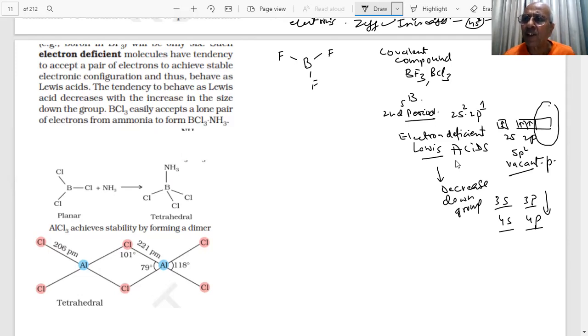Whether the power will increase or decrease. Tell me, increase or decrease? It will decrease. Why? Why it will decrease, students?